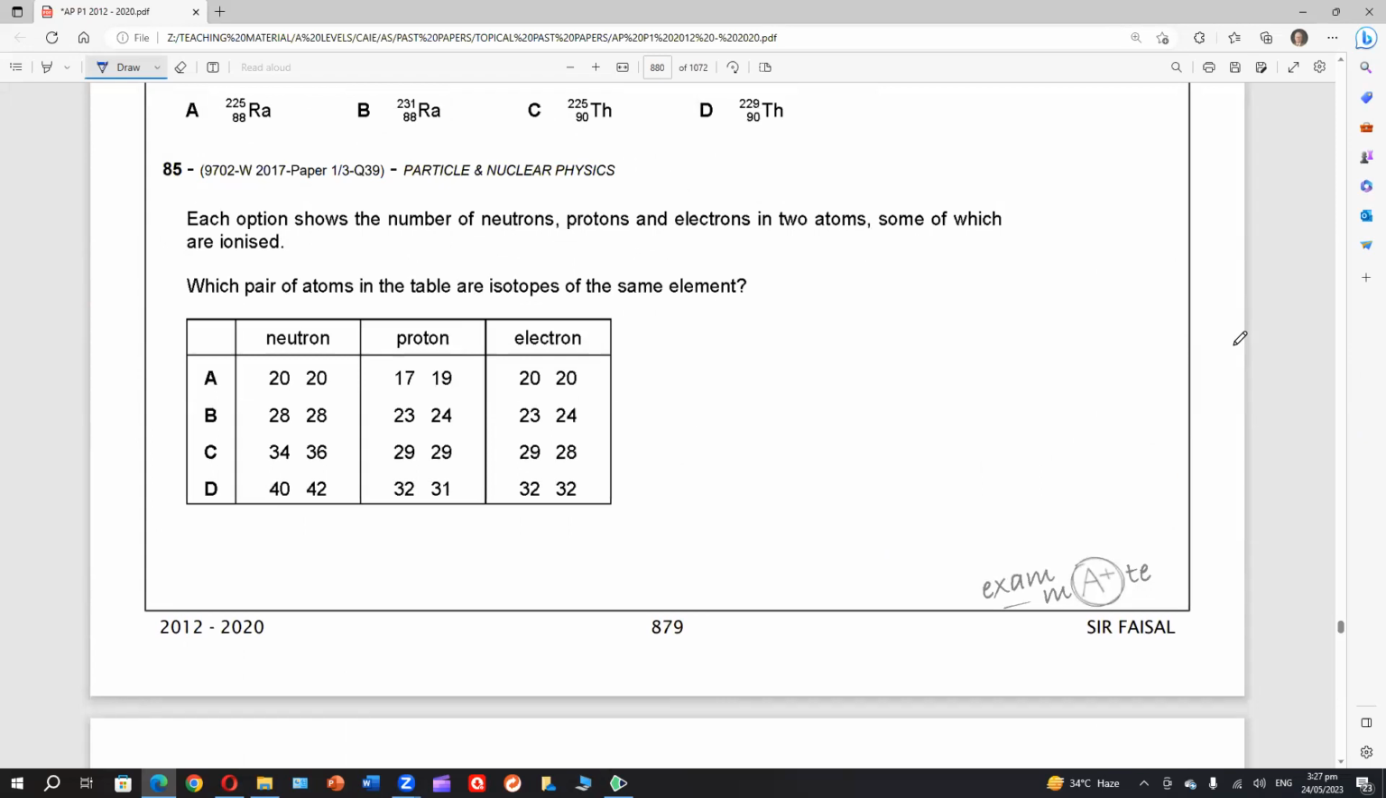Each option shows the number of neutrons, protons, and electrons in two atoms, some of which are ionized. Which pair of atoms in the table are isotopes of the same element? Isotope means mass number should be the same. Atomic number should be the same. Which pair of atoms do we have? C.